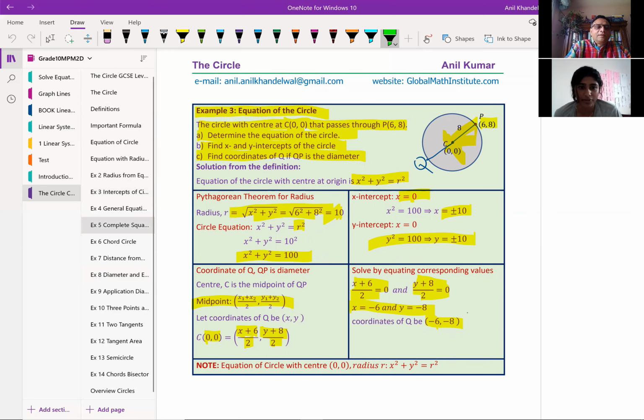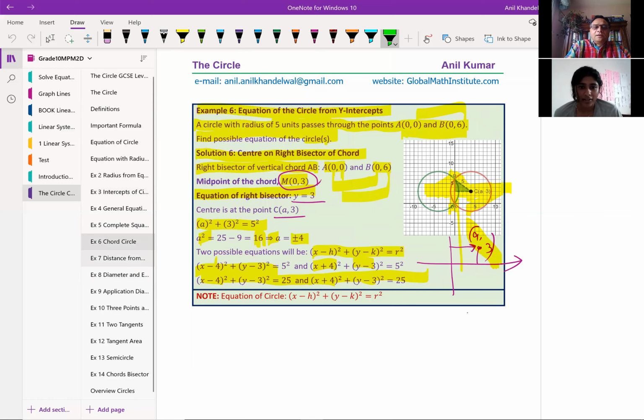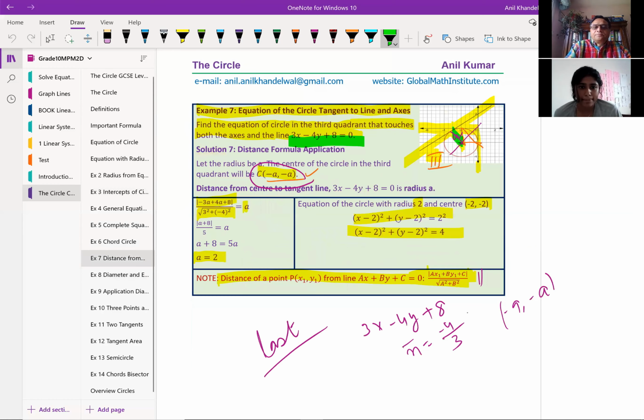Then we talked about intercepts of the equation of the circle. Let me see. Distance formula. Oh yeah, this one was new to me, but it was quite handy when finding the distance of a point. So let's say you have a point being x1, y1, and this equation, you only use it when you have a tangent and a center.